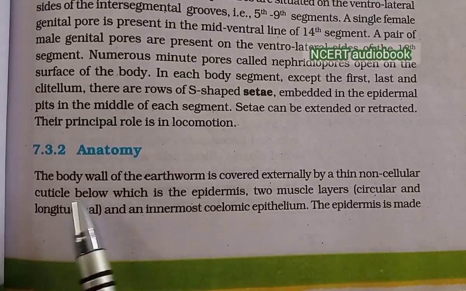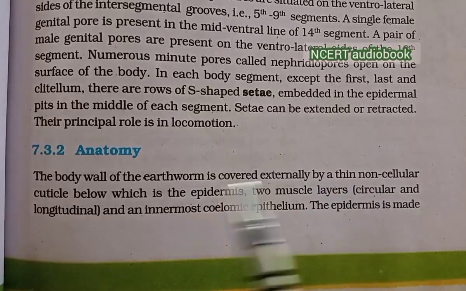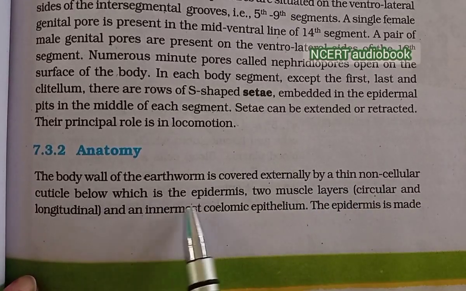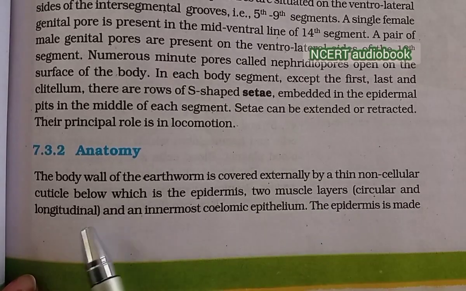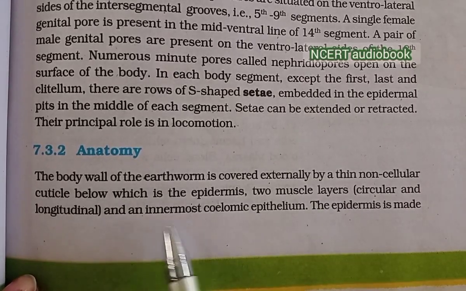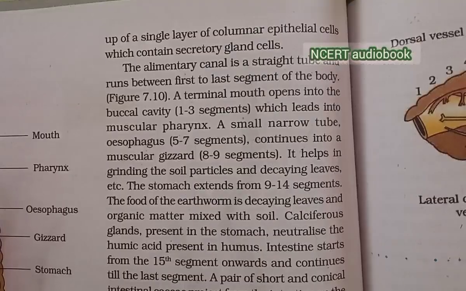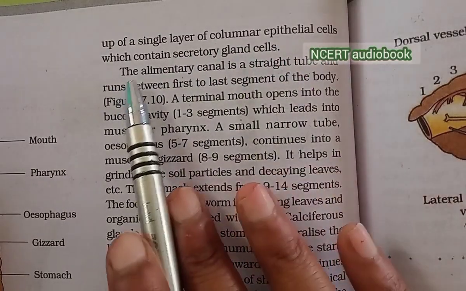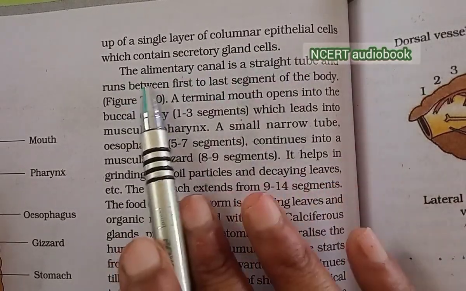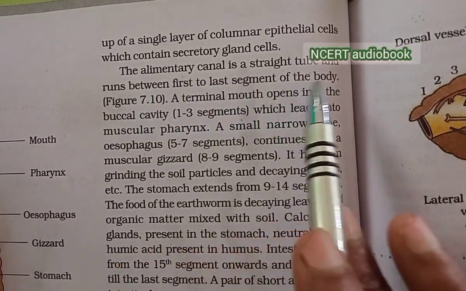Anatomy. The body wall of the earthworm is covered externally by a thin non-cellular cuticle, below which lie the epidermis, two muscle layers, circular and longitudinal, and an innermost coelomic epithelium. The epithelium is made up of a single layer of columnar epithelial cells, which contain secretory gland cells. The alimentary canal is a straight tube and runs between the first and last segment of the body.